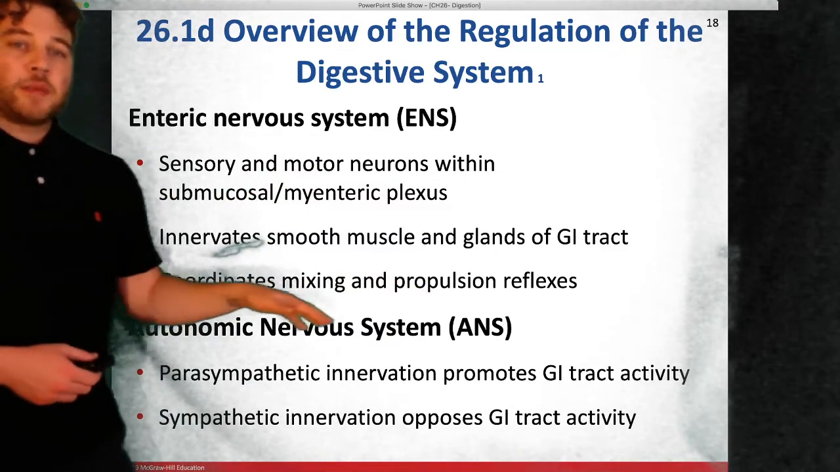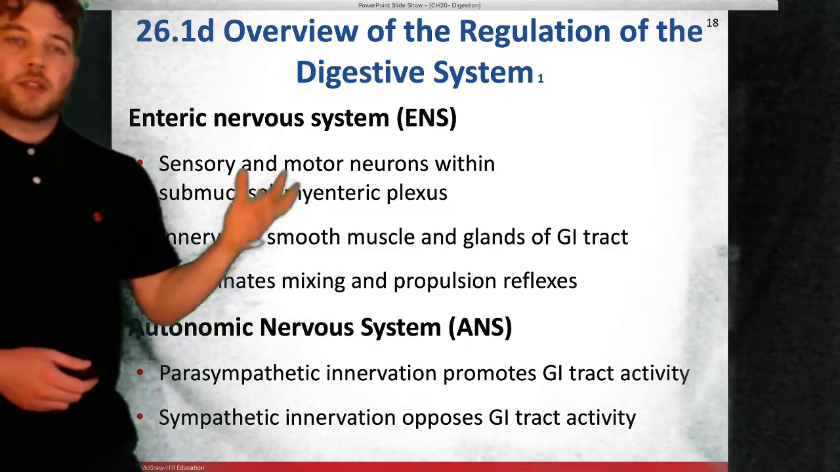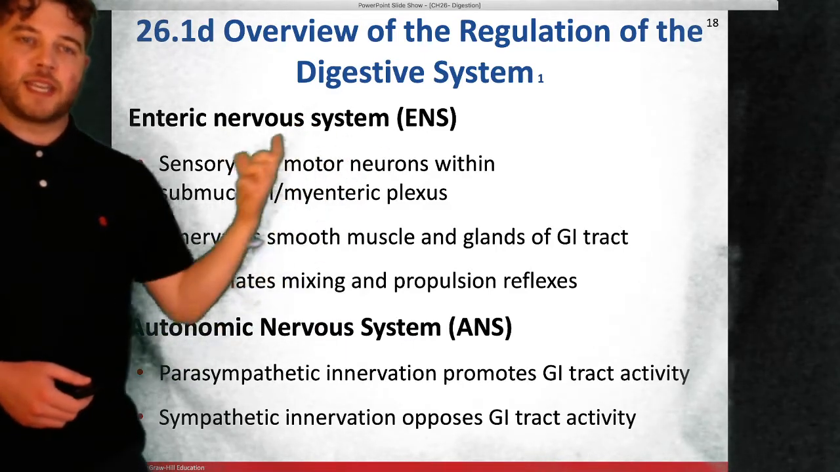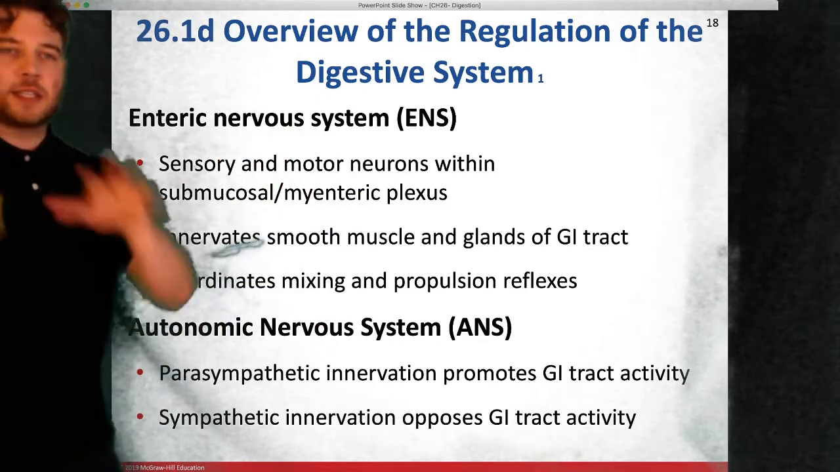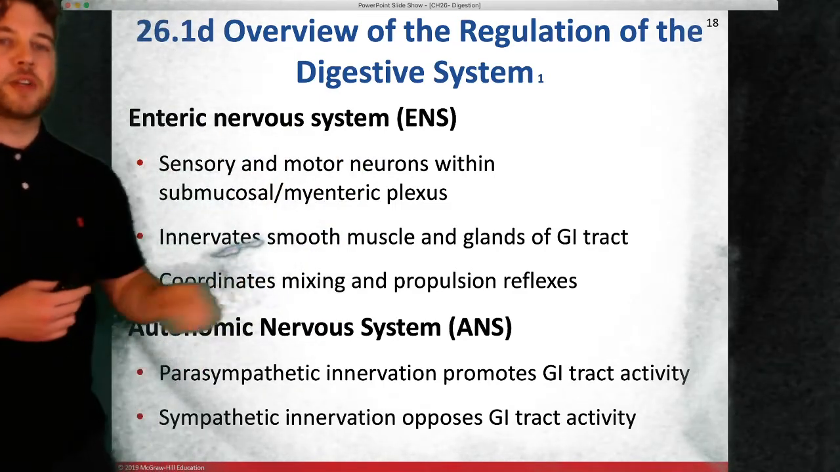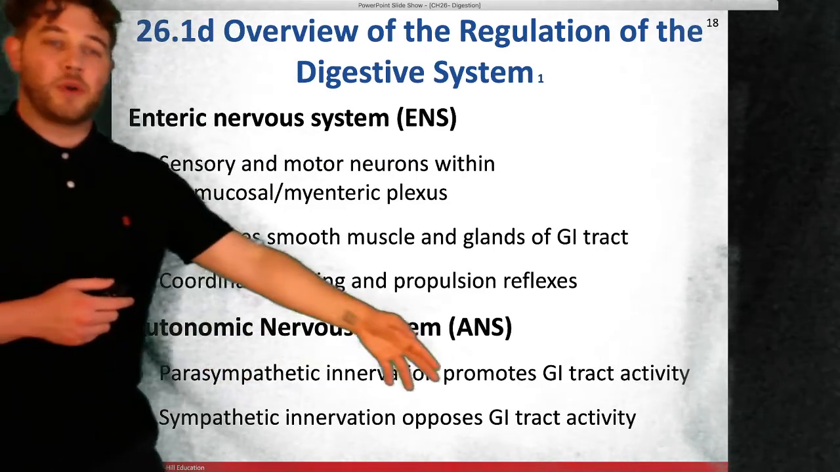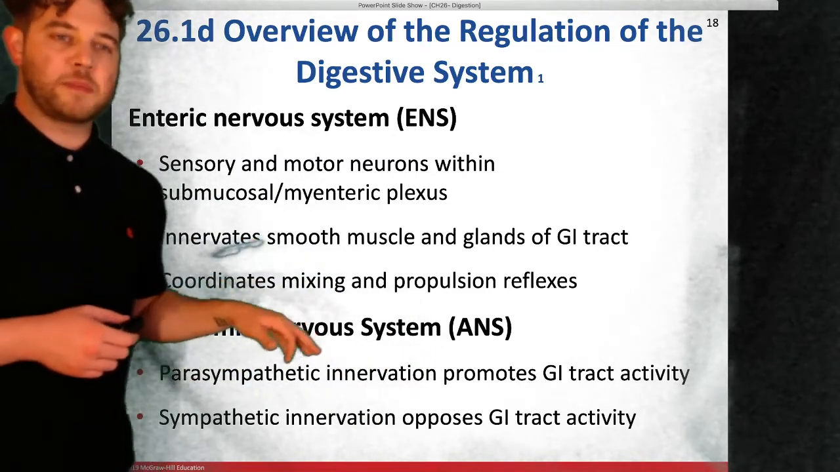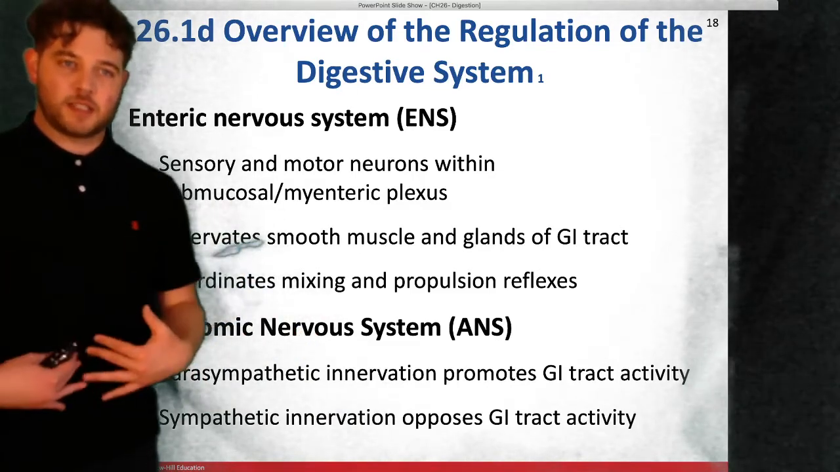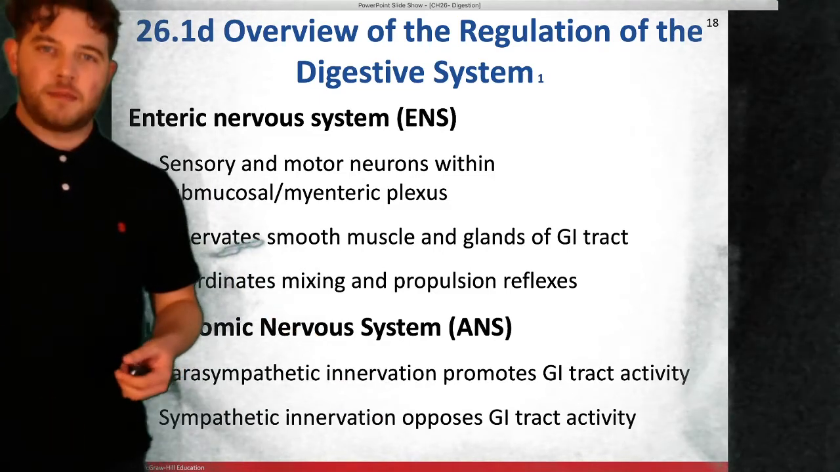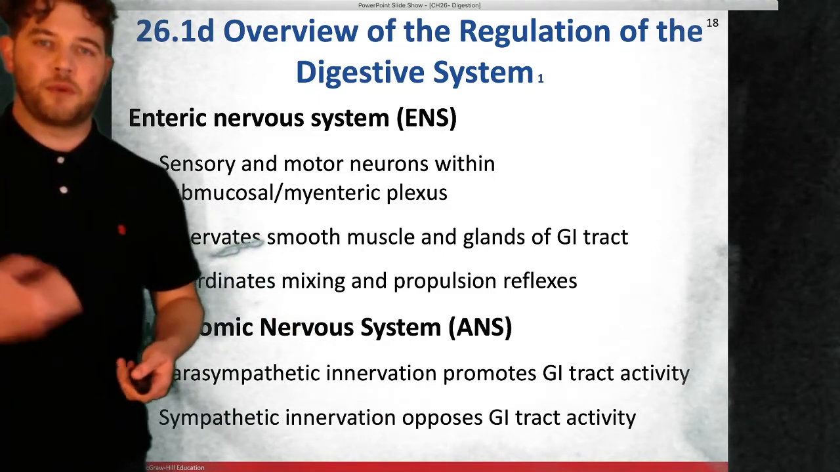The autonomic nervous system also plays a role in this. So this is kind of the digestive system's internal regulation. It's kind of locally regulating itself. There is kind of overarching overall regulation by the autonomic nervous system. Parasympathetic promoting, sympathetic opposing. Okay, so parasympathetic, remember, is your rest and digest. It's going to help to aid in secretions and mixing and send more blood there for absorption.